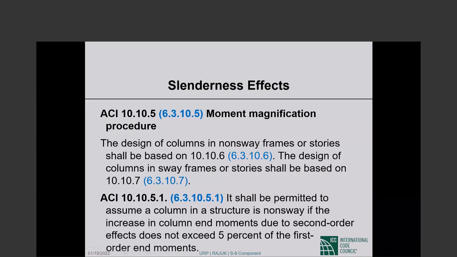Okay, let's start. We have quite a ways to go yet. So moment magnification, this is saying if it is a non-sway frame, then your section is 10-10-6. And if it is a sway frame, it is 10-10-7. Sway versus non-sway, we have discussed at least once. Shear walls having 12 times the stiffness of the columns in the same direction.